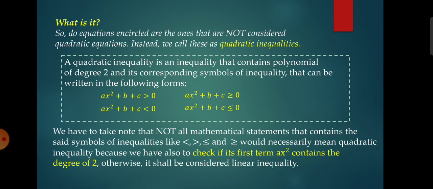So we have to take note that not all mathematical statements that contain the said symbols of inequalities like less than, greater than, less than or equal to, and greater than or equal to would necessarily mean quadratic inequality, because we have also to check if its first term, which is ax squared, or the quadratic term, contains the degree of 2. Otherwise, it shall be considered linear inequality.